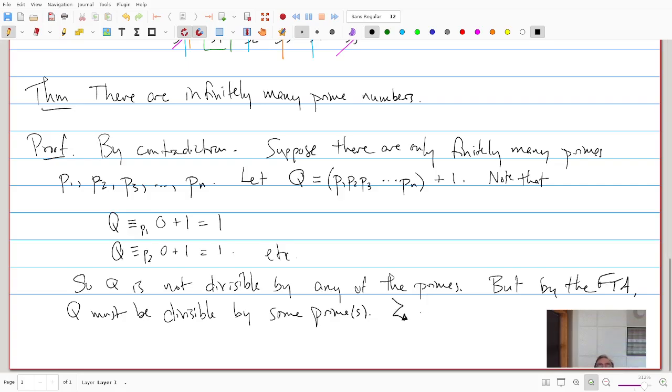So this little lightning symbol, sometimes people use to say contradiction. So, in fact, there are infinitely many primes.